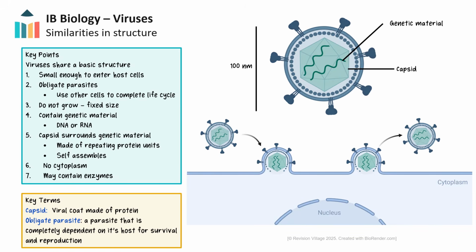Despite viruses' wide diversity, they still share a basic structure. Viruses are universally small, between 20 and 300 nanometers in diameter, which allows them to enter their host cells. Because they don't have their own organelles or metabolism, they can achieve these small sizes that even bacteria cannot. Because they do not contain their own organelles, they are obligate parasites, meaning they must use other cells in order to complete their life cycles.